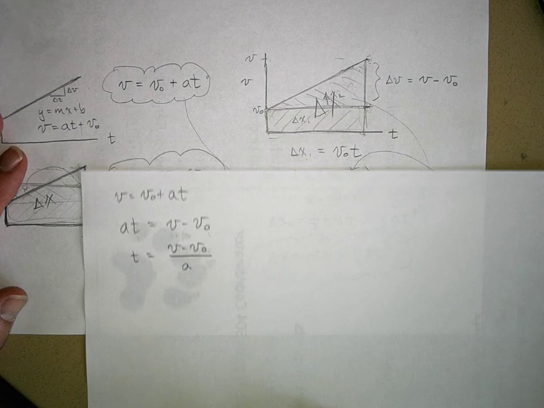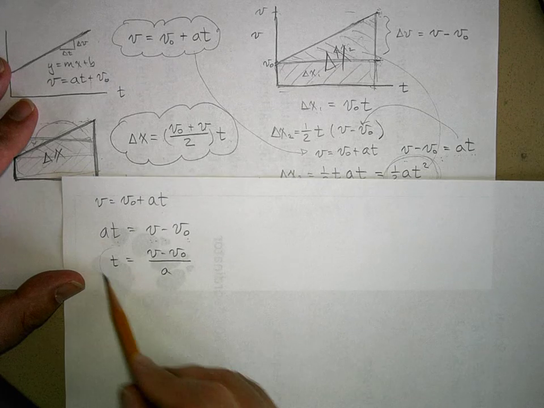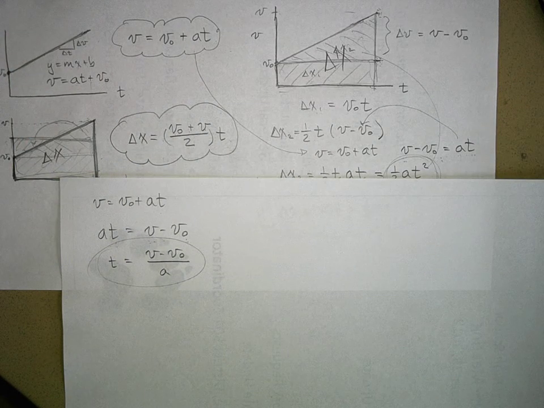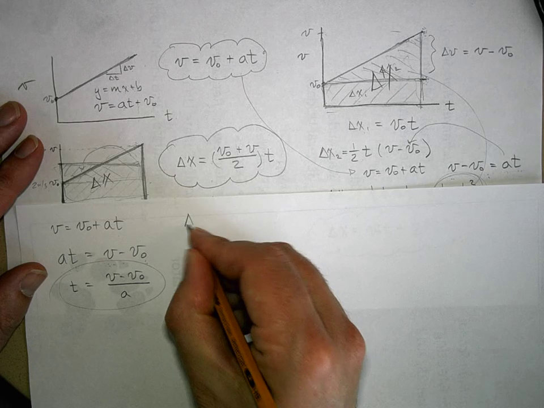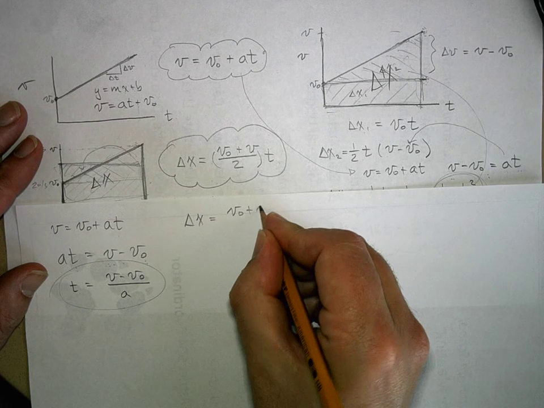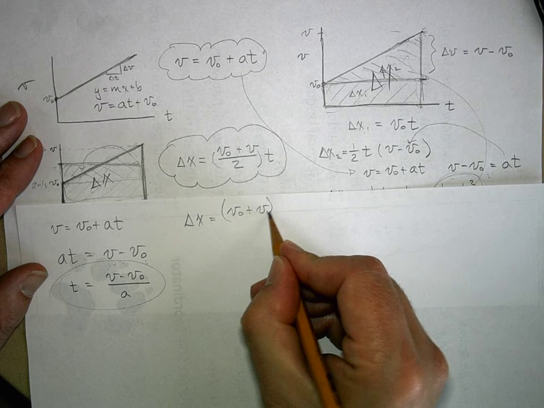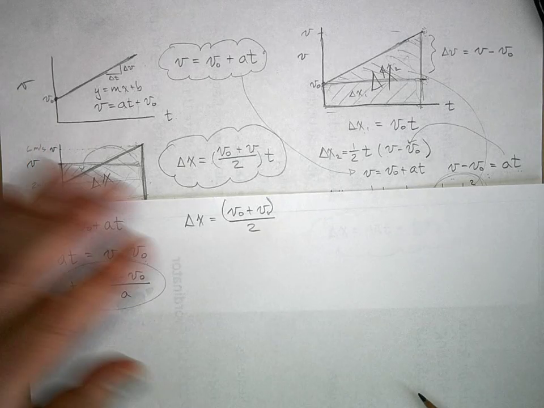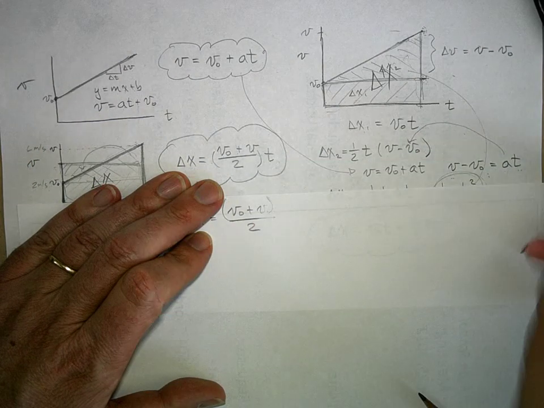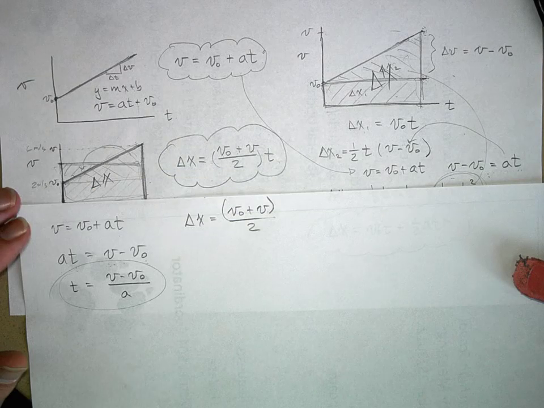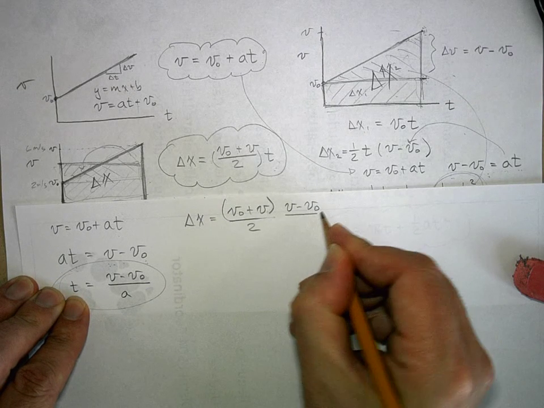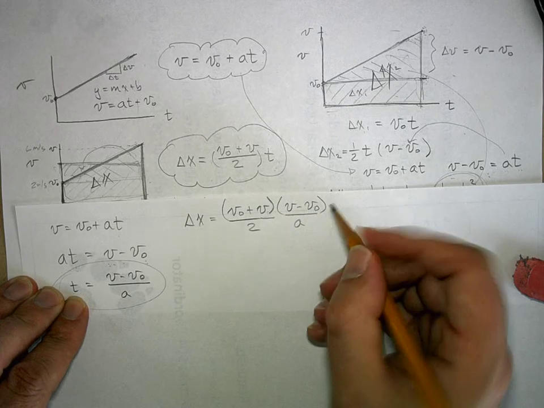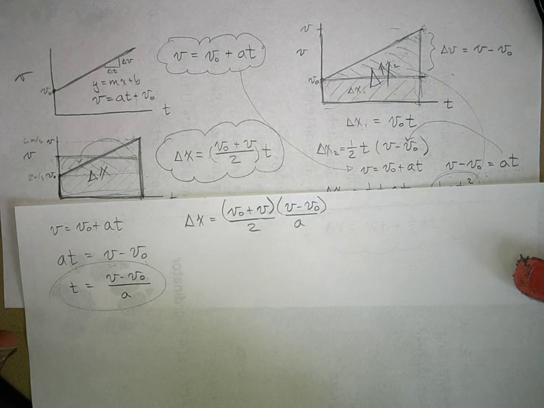Now I'm going to take this value for time, and I'm going to substitute it in there. The rules of algebra say that's fine. You can always make a substitution. So I'm going to have delta x equals my starting velocity plus my final velocity over 2, times time. Well, time is down here, so I'm going to say v minus v naught over a. Now, this is kind of messy, so I'm just going to start cleaning it up. And it's just algebra, and we're going to choose a place to stop kind of arbitrarily.